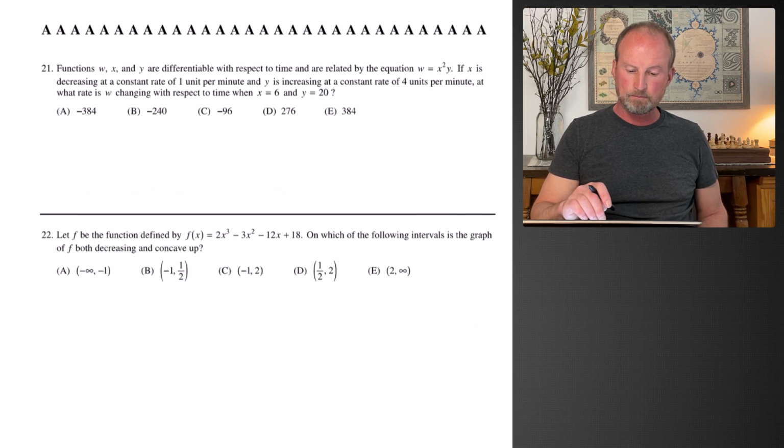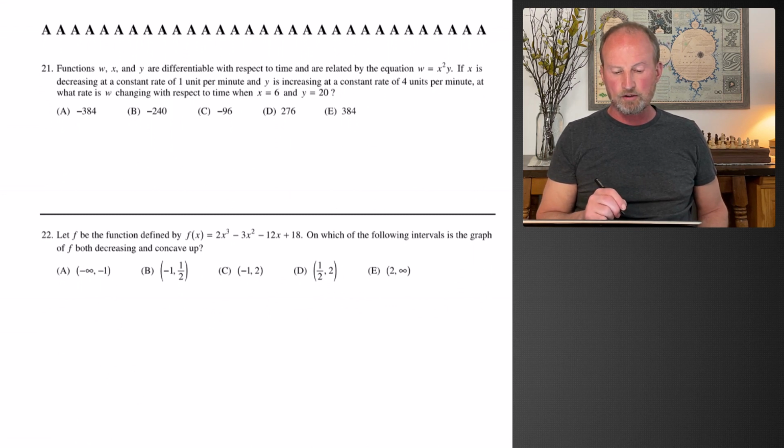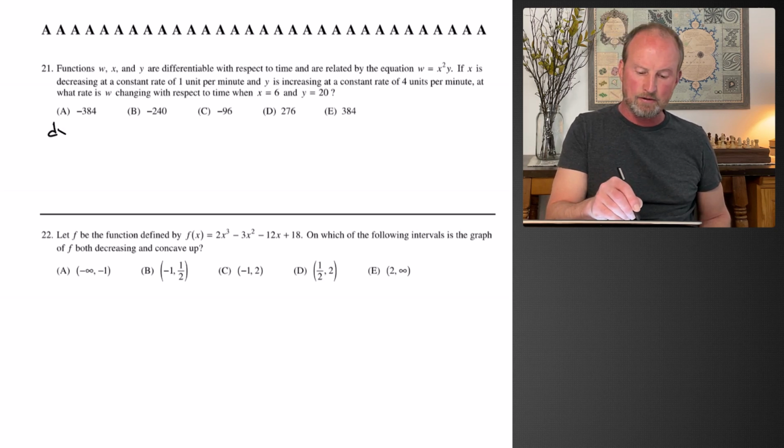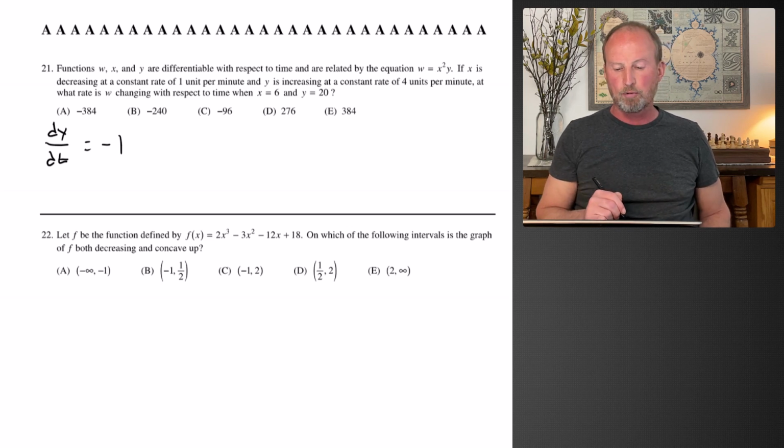Question 21. Functions w, x, and y are all differentiable with respect to time and are related to that equation. If x is decreasing at a constant rate, change that into calc notations. X is decreasing at a constant rate of 1 unit per minute. Think about it for a second. dx dt, the rate of change of x with respect to time, is decreasing at 1 unit per minute.